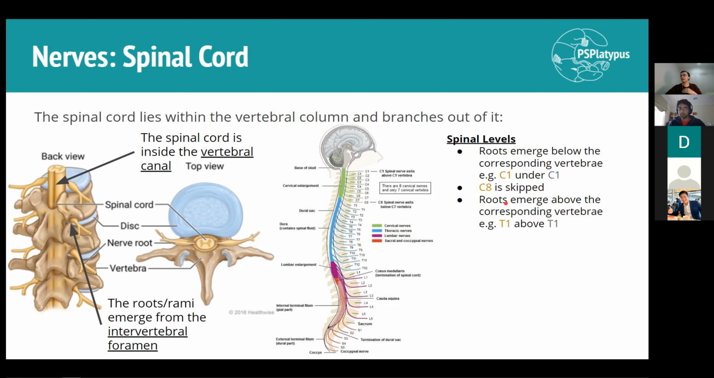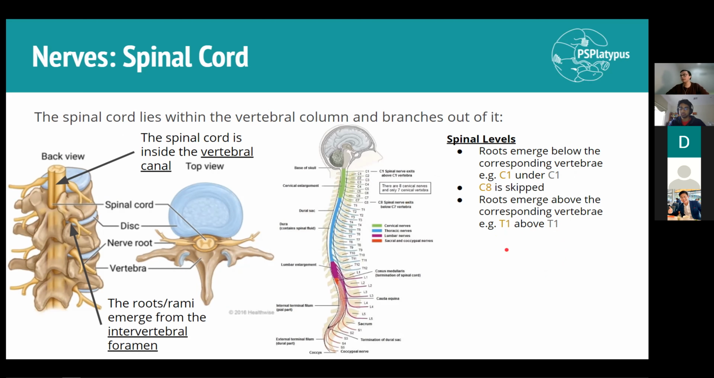And then below that, it's the opposite, where the nerves exit below the corresponding vertebrae. So I'll actually edit that. The below should be above here and the above should be below here. And instead of the C8 nerve being skipped, it should be the C8 bone being skipped. So thanks for reminding me of that as well.